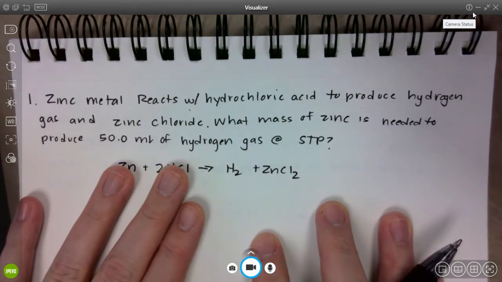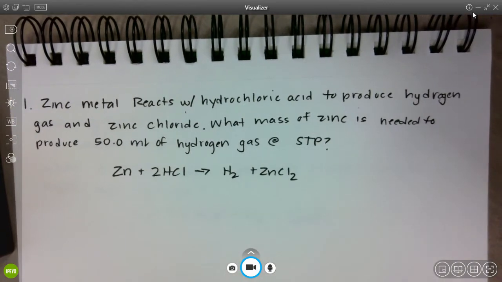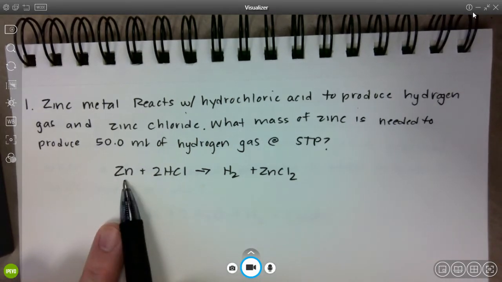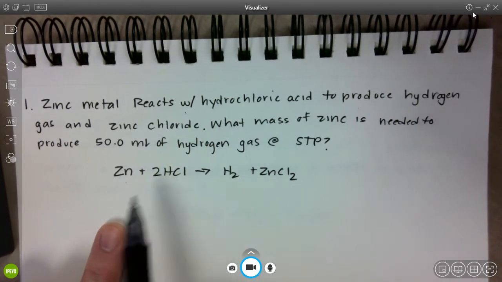The hardest part with these, and where I see people making errors, is that they don't read the problem carefully and they don't know what they are talking about. So you have to just be very careful. Like I said, make sure our equation is balanced. We've got that. It's all balanced for us and taken care of, which is nice.